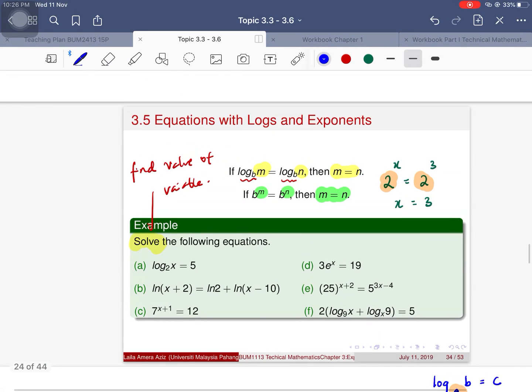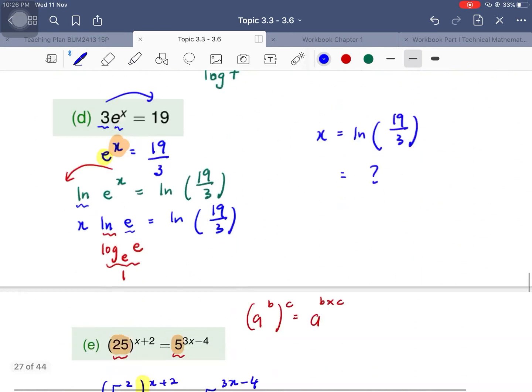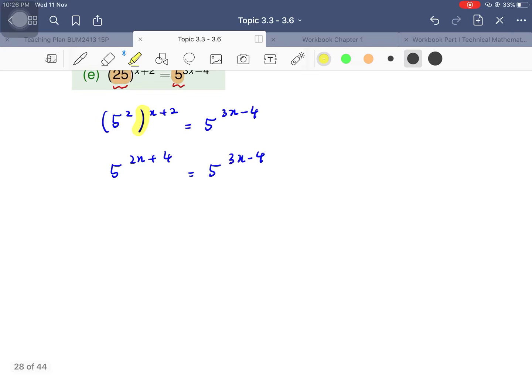If you remember the assumption that we have seen before, this is what I'm going to use. If b to the power of m is equal to b to the power of n, then these two are equivalent. So this is what happened over here. The base is the same. This is an equation, so I can simply compare the powers, and then I will get the value of x.